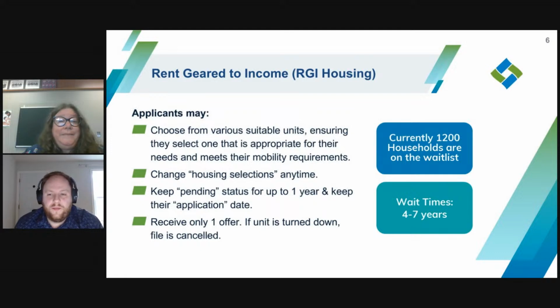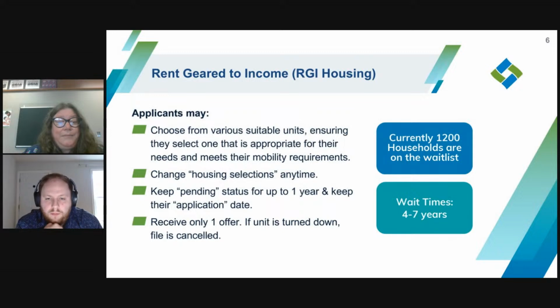So rent geared to income housing, applicants may choose from a variety of suitable units. And by suitable, I mean that it's appropriately sized for the number of people in your household and that it meets your mobility needs or requirements. So we do have modified to fully accessible units available depending on your needs. They may be available to accommodate your mobility needs within your home. Know that you can change your housing selections at any time.